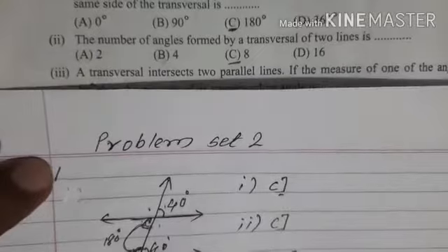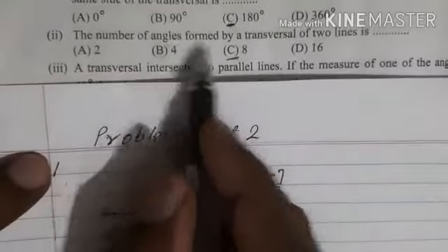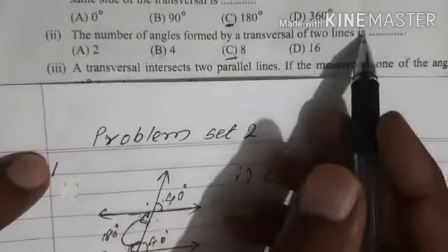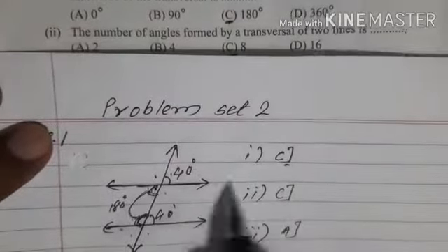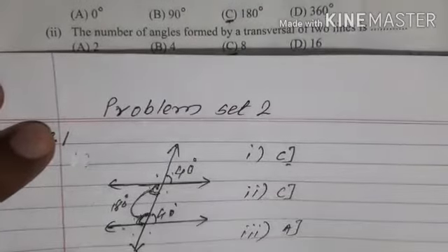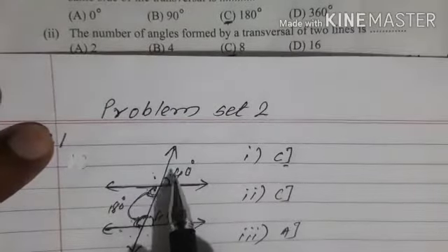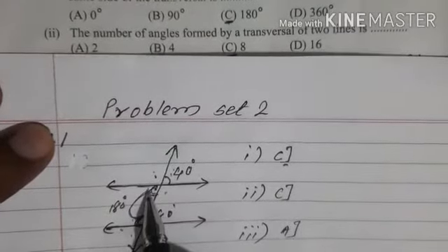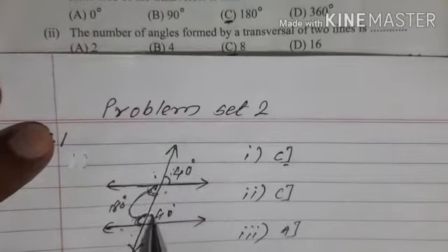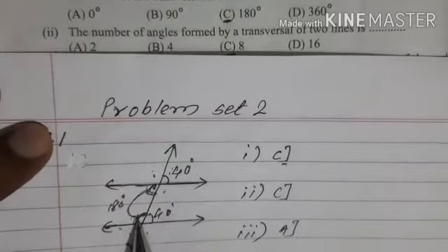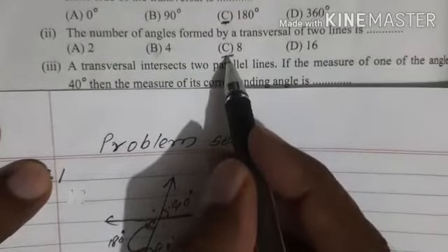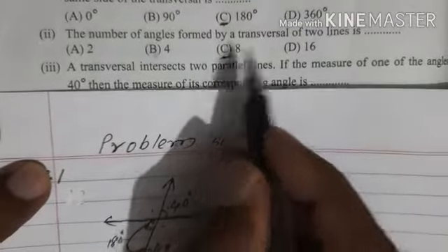Now second sub question, the number of angles formed by a transversal of two lines. Okay, I draw here two lines and this transversal. Then how many angles are formed? You count here, 1, 2, 3, 4, 5, 6, 7, 8, means total 8 angles. Therefore answer is option C, 8.